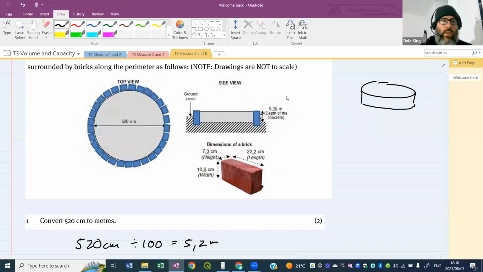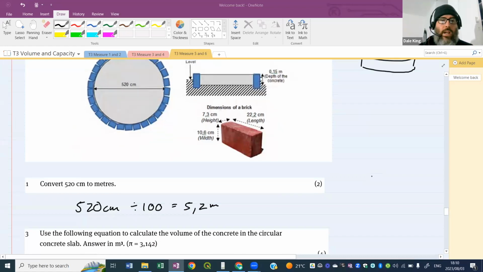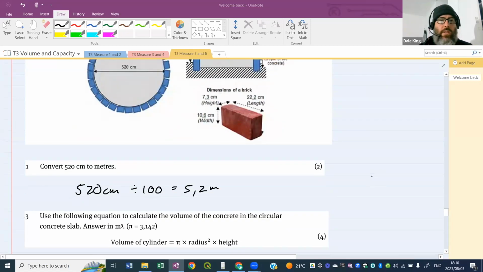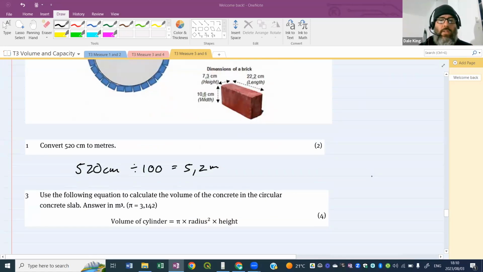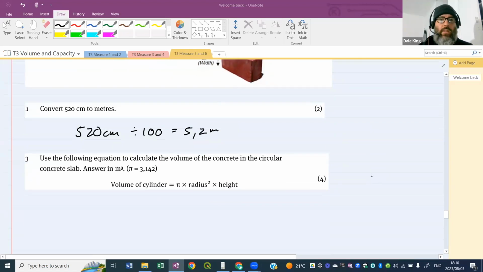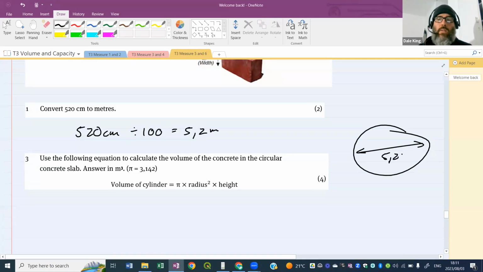Yes, everyone knows that 520 centimeters is 5.2 meters. Good. So we need to calculate the volume of this concrete slab. They want it in meters cubed, which is why question 1 said convert the centimeters into meters. All right, so here we go. I'll draw a little diagram on the right here. We had a circle with a line going through, and it was 5,2 meters we've just discovered. And the height of the slab, I'm going to draw a little arrow here.